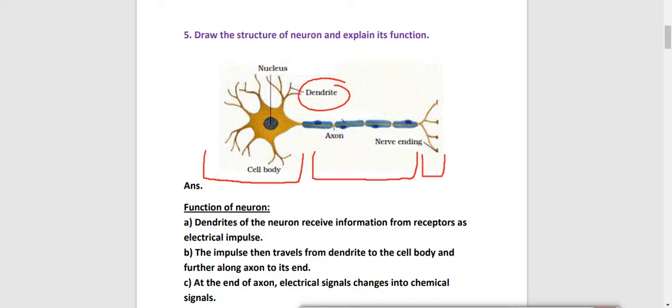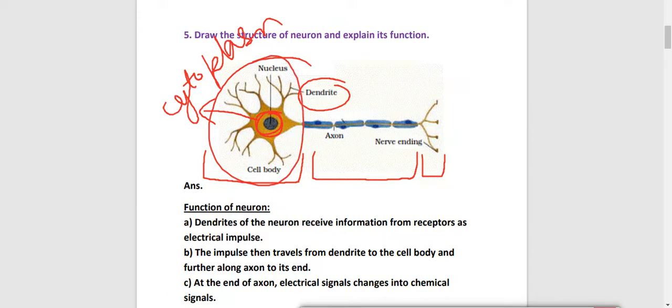In the center, the nucleus is present, and the liquid material present inside the cell body is called cytoplasm. So this whole structure is called the cell body, or cyton. Next, we have a long tail-like structure, and that is called the axon.